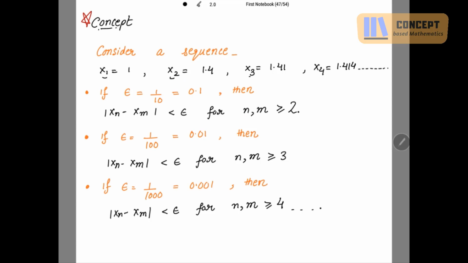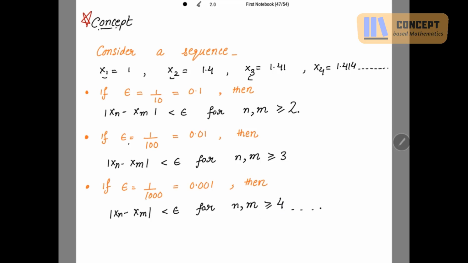Right? Okay. Similarly, if epsilon is 1 by 100, which is equal to 0.01, then the mod of xn minus xm is strictly less than this epsilon for n, m greater than or equal to 3. Now this result is true if I take my n, m to be greater than or equal to 3. I should start from here. Similarly, for epsilon to be 1 by 1000, that is 0.001, this mod is strictly less than epsilon for n, m greater than or equal to 4. So on we go like this.